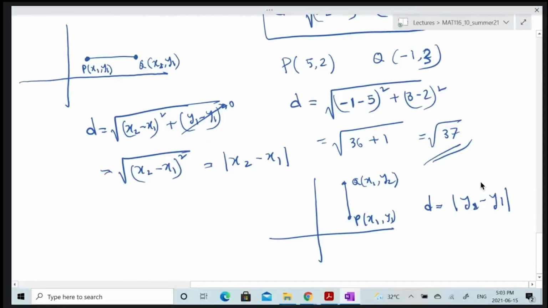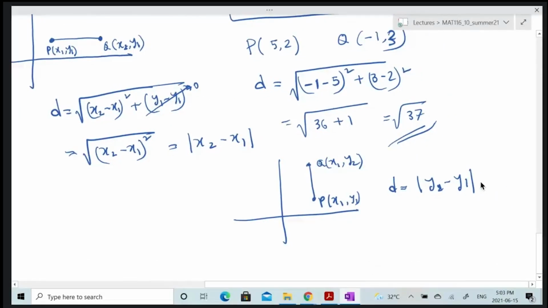I should say one thing. Inside of the absolute value sign, it doesn't matter in which order you write, y2 minus y1 or y1 minus y2, because at the end of the day, it's going to be positive. So the order doesn't matter. Okay.